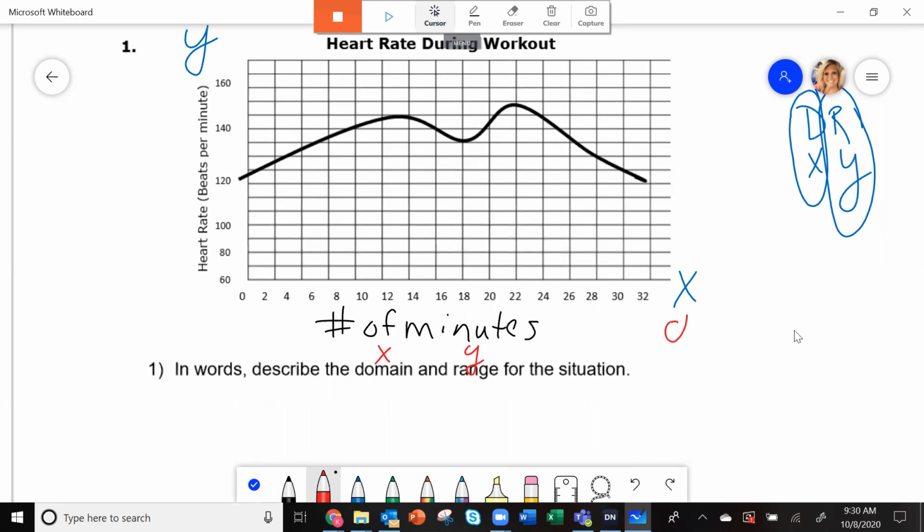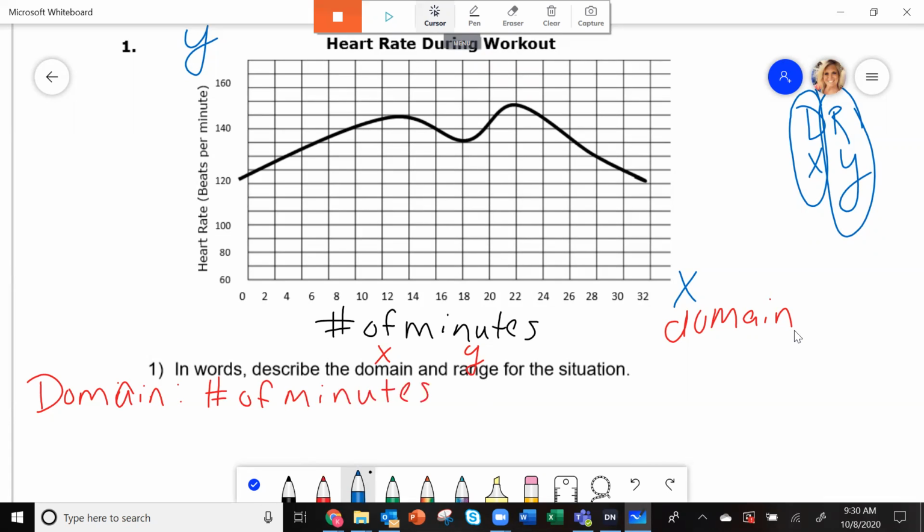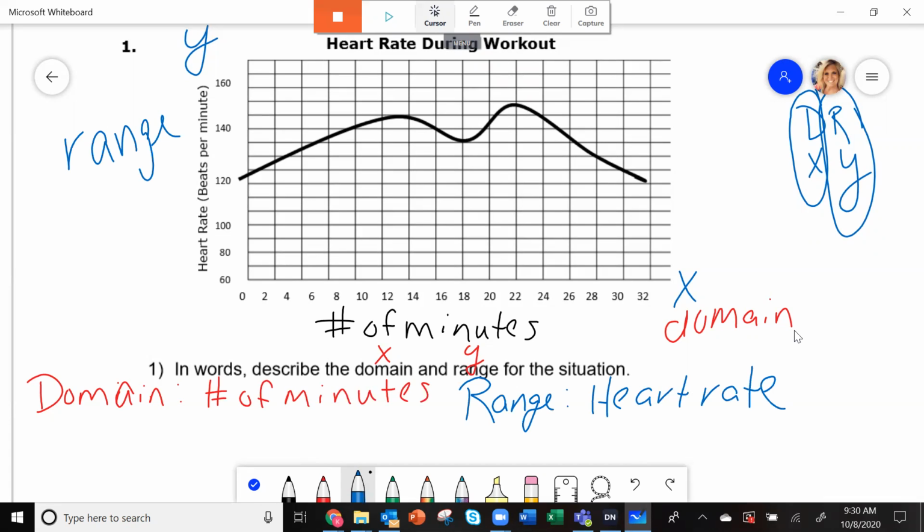So right here on the X-axis, that's going to be what my domain is. So when it wants it in words, my domain, let's see if I can spell. Domain is going to be the number of minutes. Then my range is what's on the y-axis. And so my range is going to be my heart rate. Okay, so we have domain and range.